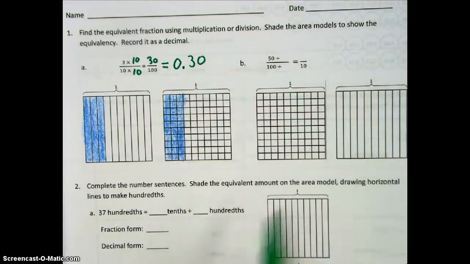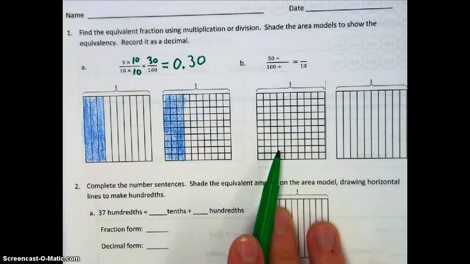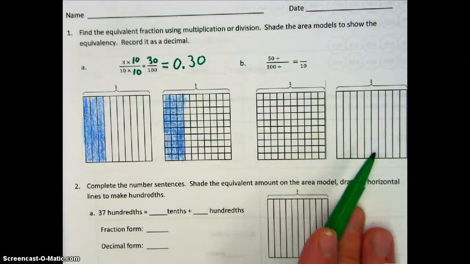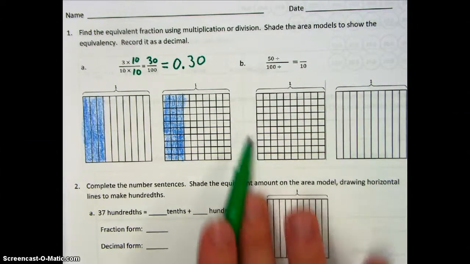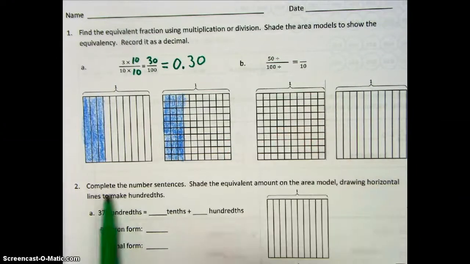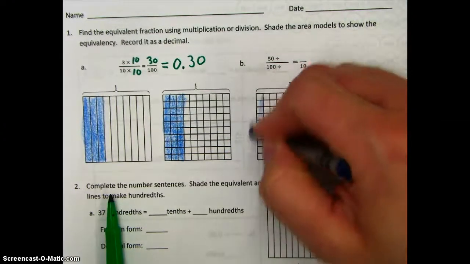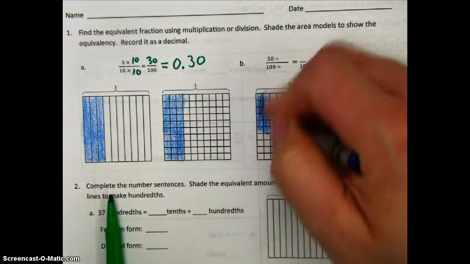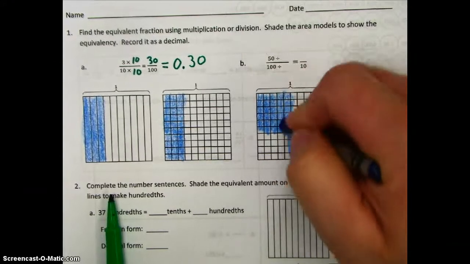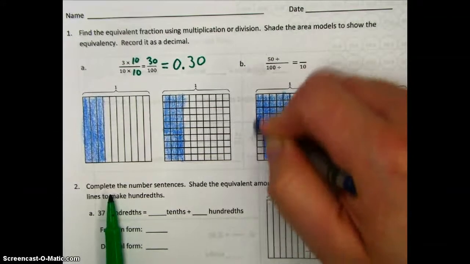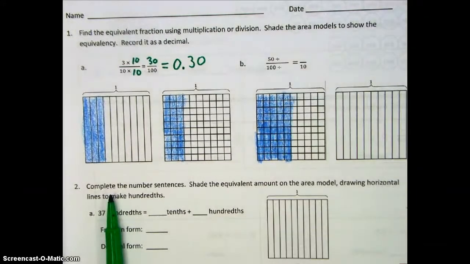Now moving on to the next one, we're going to go in the reverse order. We're going to start with our hundredths and then convert it into tenths. So you can see we're going to start off with 50 hundredths. We're going to come over here and shade in 50 of those. And there's our 50 hundredths.